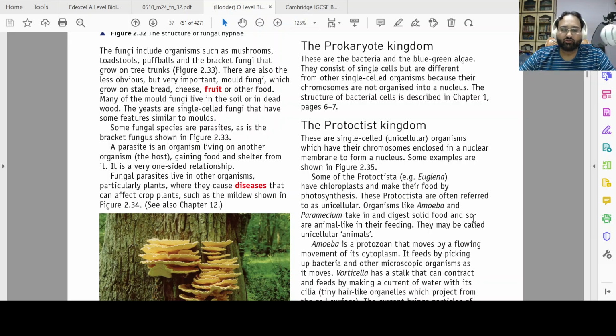Okay. So we'll talk about diseases later. We'll talk about the parts of the plant later. We'll talk about the structure of the leaf later. We'll talk about photosynthesis later. And just like this, we'll talk about bacteria later.